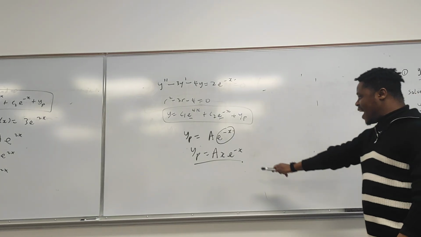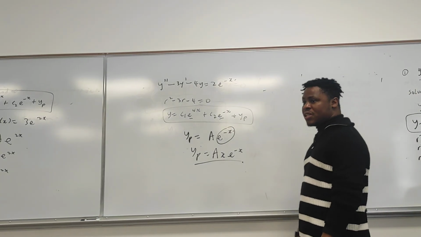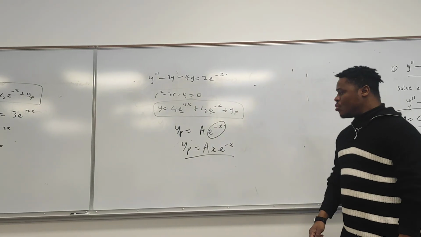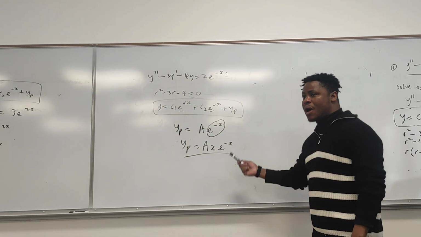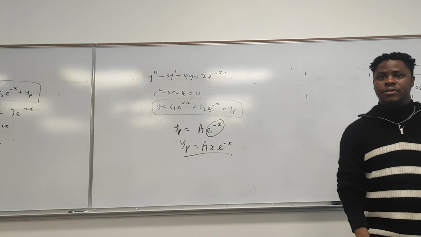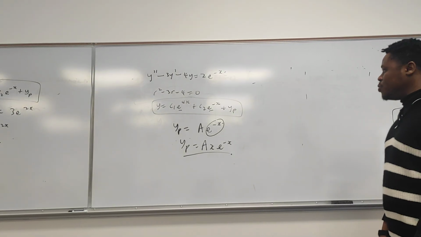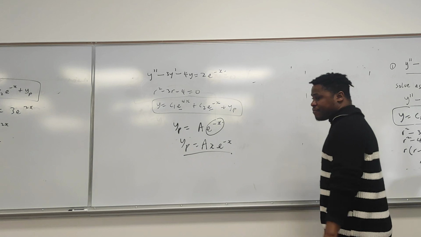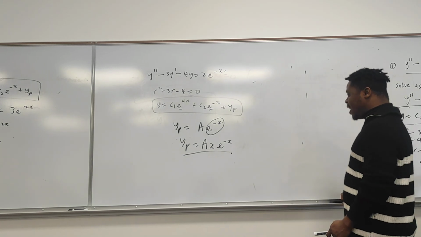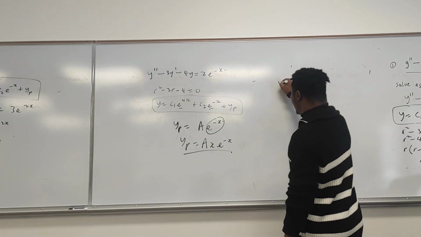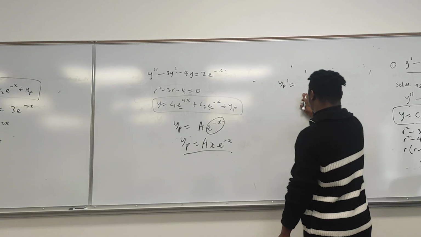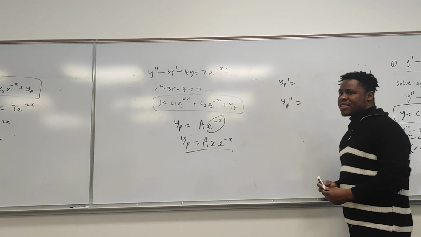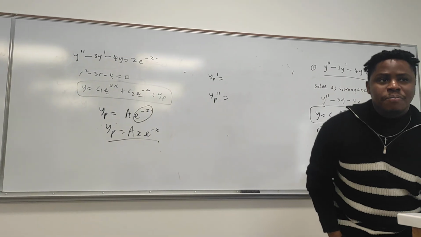Because this guy appears in one of these solutions. If the exponential ever appears in one of these solutions, we add an x there to help cancel it out. So before you assume, you need to check if the exponential is in one of the solutions. Now that we have it this way, we could say yp prime is, those of you that have done it, I'll let you complete it from here and tell me the answer. I'll let you solve it because you're meant to solve it anyways.